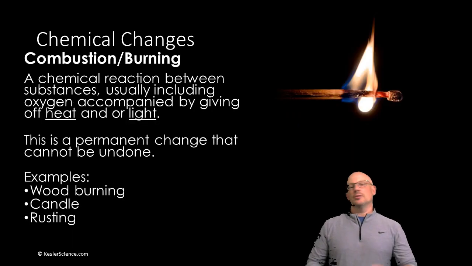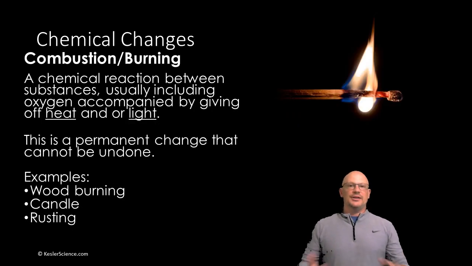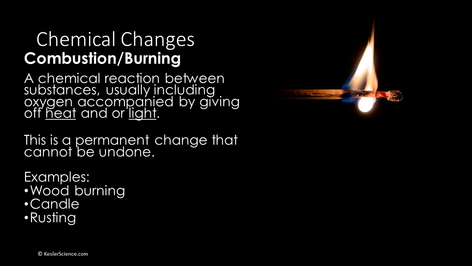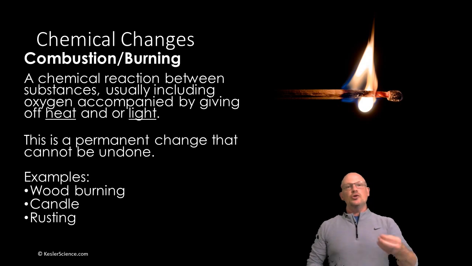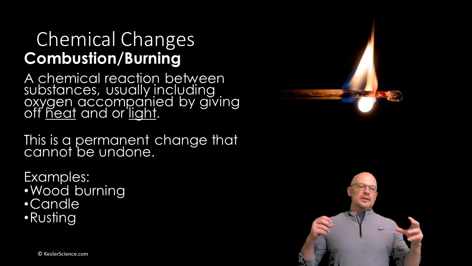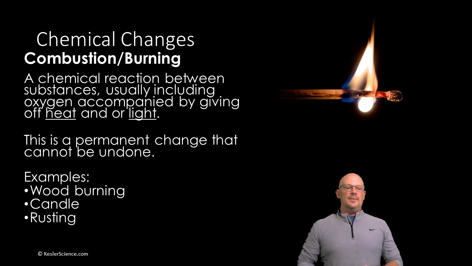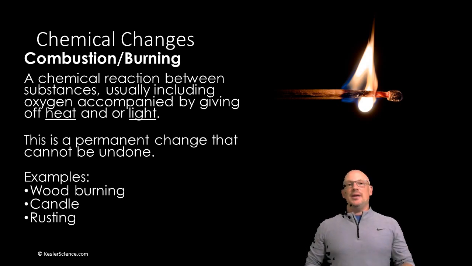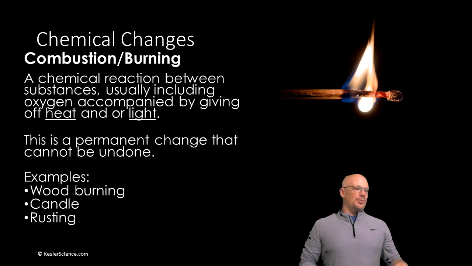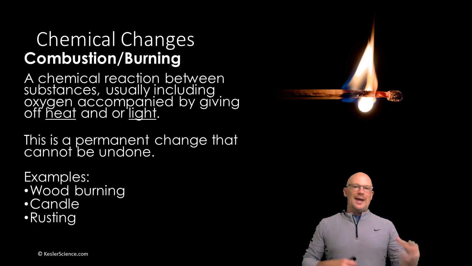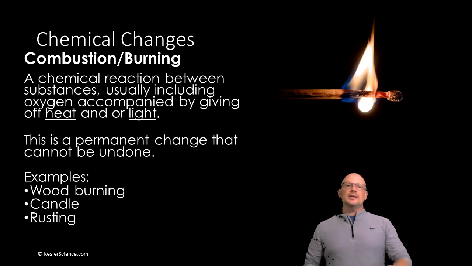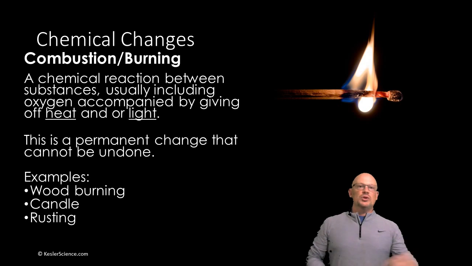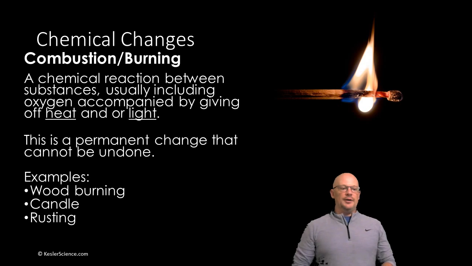Another one is combustion or burning. If something blows up, catches on fire, we know that a chemical change has taken place. A chemical reaction between the two substances, usually including oxygen, is giving off heat or light. This is a permanent change and it can't be undone. So you think of a match burning. It's that permanent change that can't go back to the way that it was. Examples are wood burning or a candle or rusting on a piece of metal. Though we can cut away at the rust in that example, we can't make that rust change back into iron.